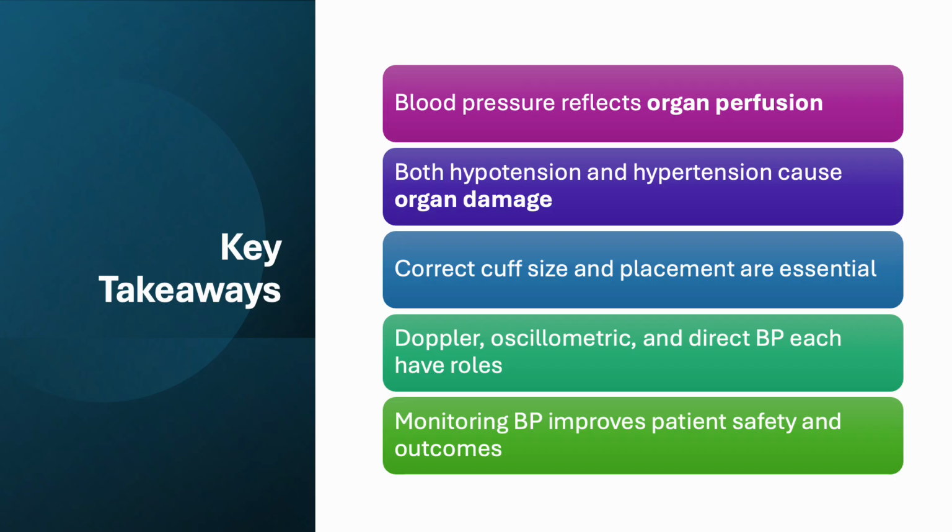So a couple of key takeaways. Blood pressure reflects organ perfusion. Both hypotension and hypertension can be problematic. It's essential to place the correct size cuff on your patient. There are multiple methods that can be used, and monitoring blood pressure improves patient safety and improves outcomes for the patient.